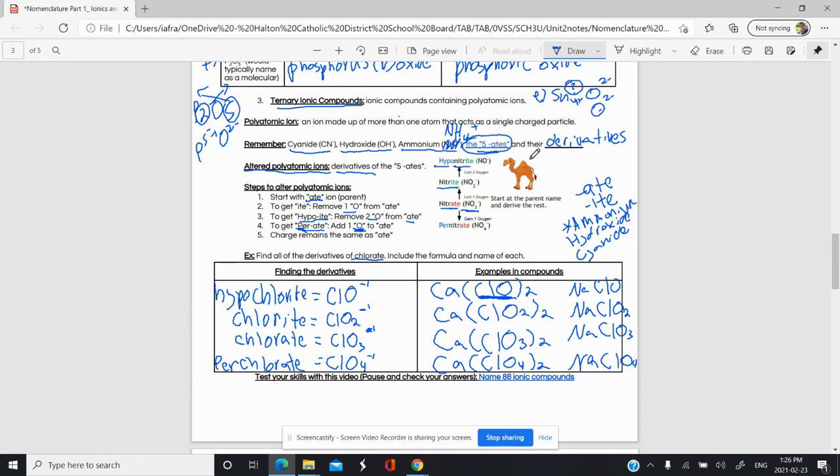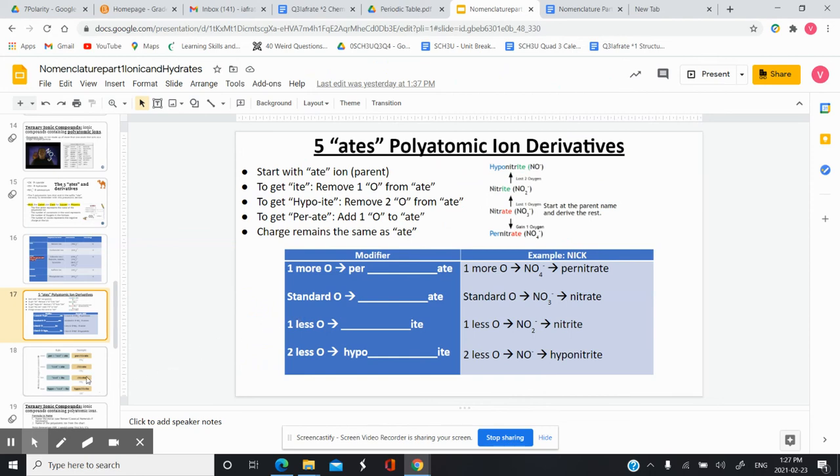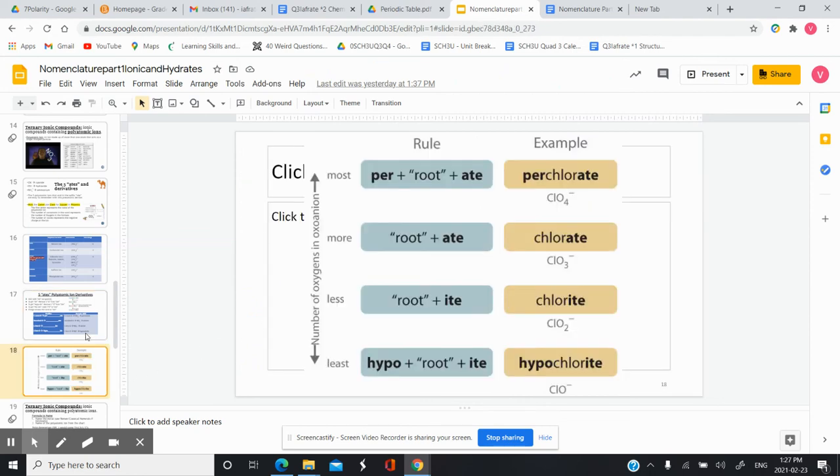And we saw a trick to remember the 5 eighths, Nick the Camel. And we saw how to come up with the derivatives, or the altered polyatomic ions, by adding or removing oxygens and changing the ending to ite and adding the prefix per or hypo, depending on whether you added or removed. And we did an example with chlorate to find all of its families. I encourage you to practice this with all the other 5 eighths.